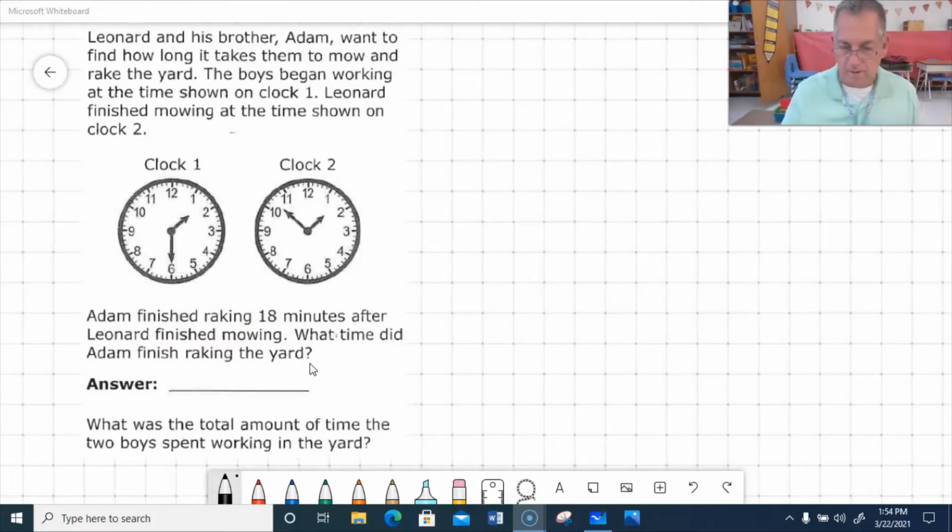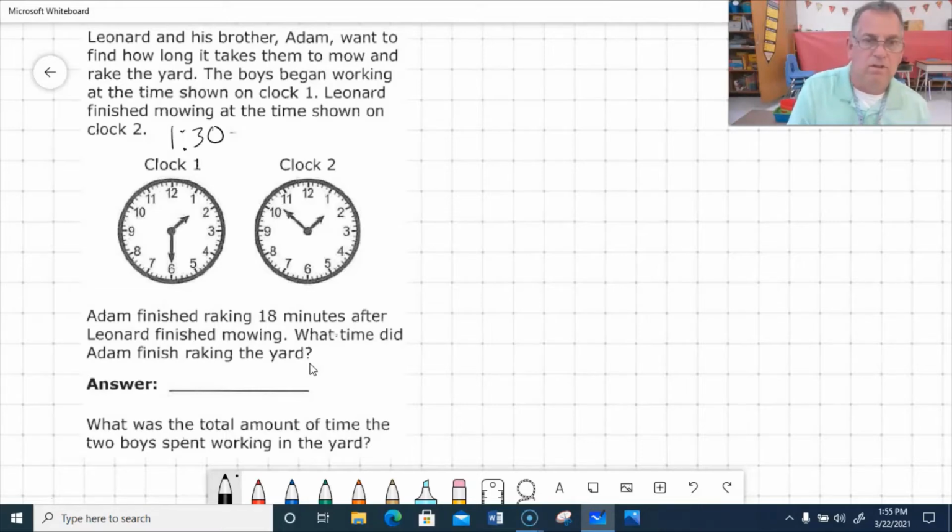So we'll go ahead and look at our clocks here. Probably the first thing I need to do is look at these clocks and figure out what time the clocks say. So looking at clock 1, the hour hand is between the 1 and 2, so it hasn't reached the 2. It looks like it's halfway between the 1 and 2. And the minute hand's pointing at the 6, so that would be 1:30 is what time they started.